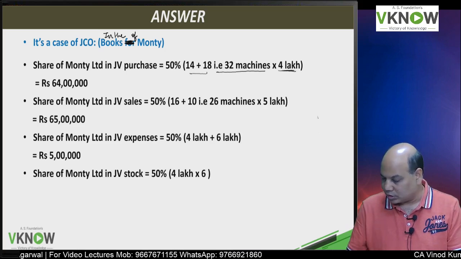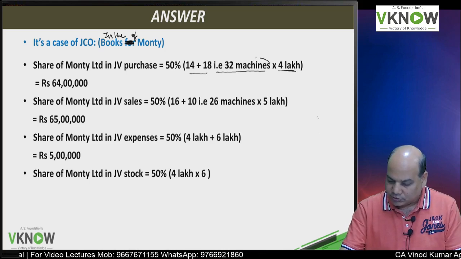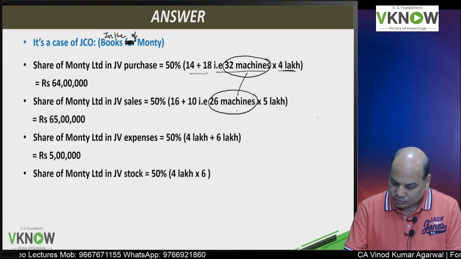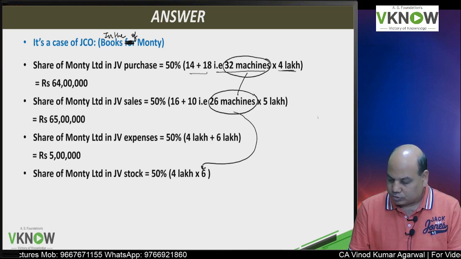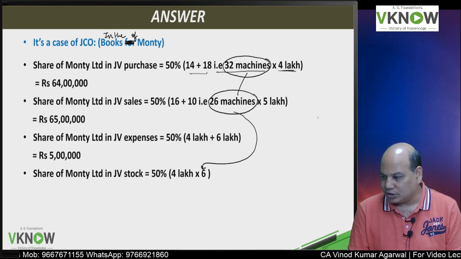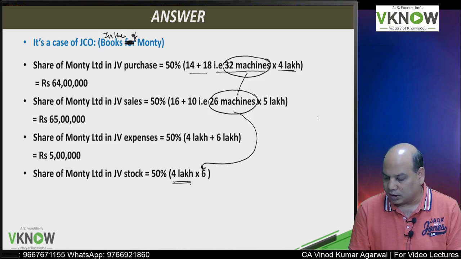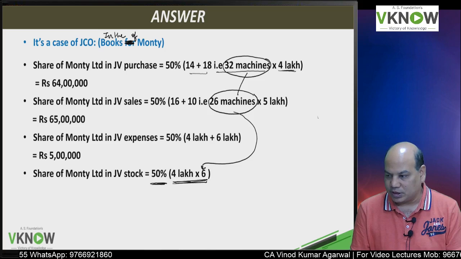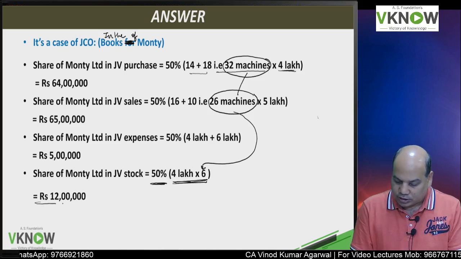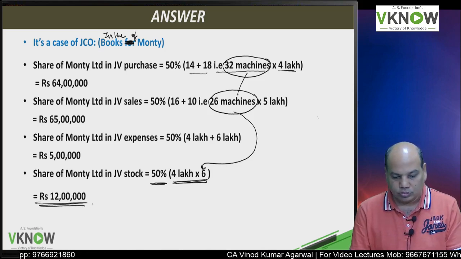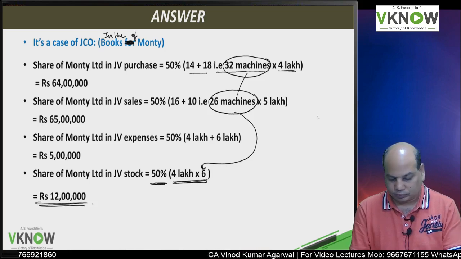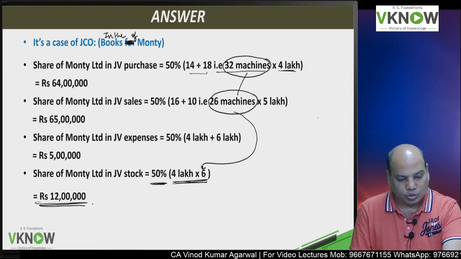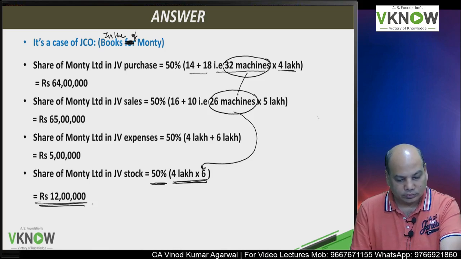Joint venture stock, you can see here 32 machines were purchased, 26 machines were sold. So we are left with 6 machines whose cost is 4 lakh. Total value 24 lakh. Monty's share 50%. So Monty would record in its books closing stock of 12 lakh. Is it right?